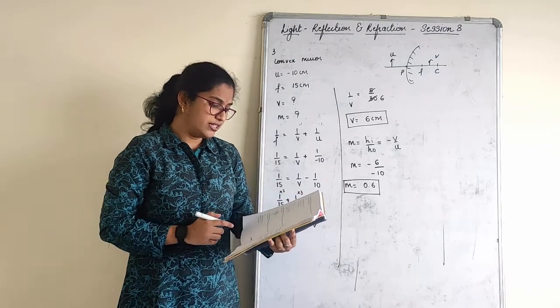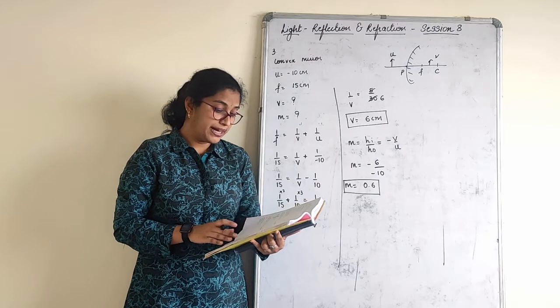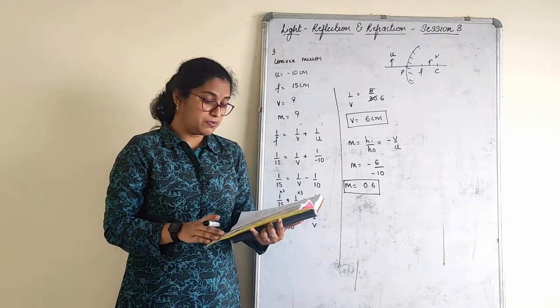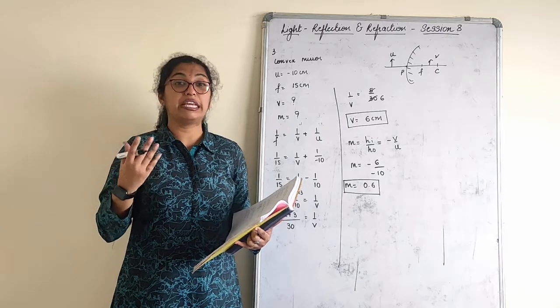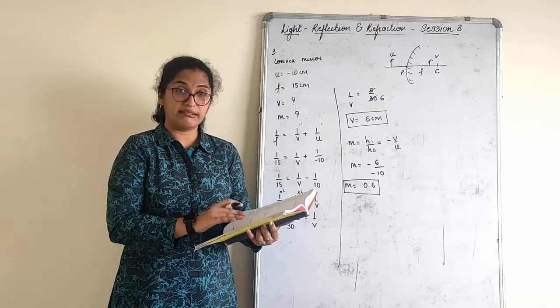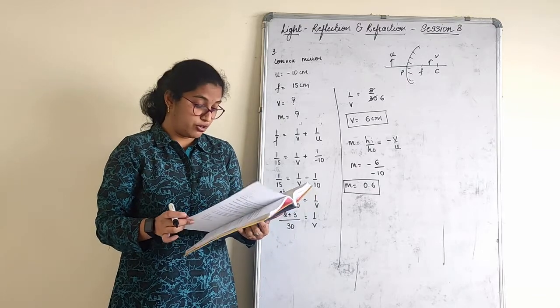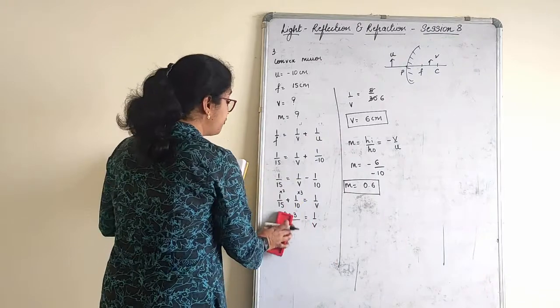This next question is a theory part of a question, but still I feel it's very important. The magnification produced by a plane mirror is +1. What does that mean? It means that the size of the object is equal to the size of the image. That's the meaning, and it's virtual and erect. Read that. Very important question, children. Next question, that is question number 14.